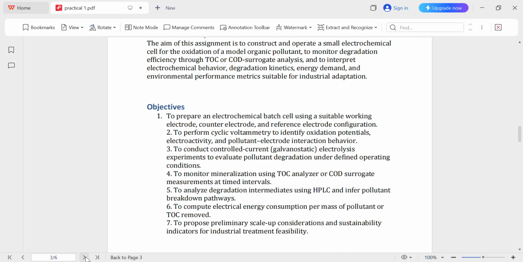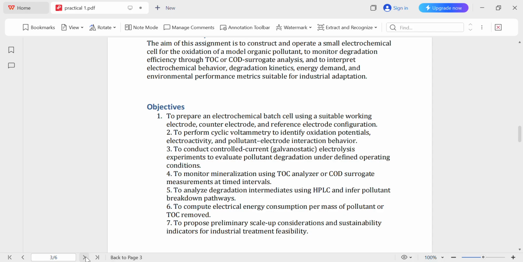Next are the objectives. To prepare an electrochemical batch cell using a suitable working electrode, counter electrode, and reference electrode configuration. Means build a small lab setup, an electrochemical cell, using the correct electrodes: the working electrode where the pollutant is oxidized, the counter electrode to complete the circuit, and the reference electrode to measure the voltage accurately.